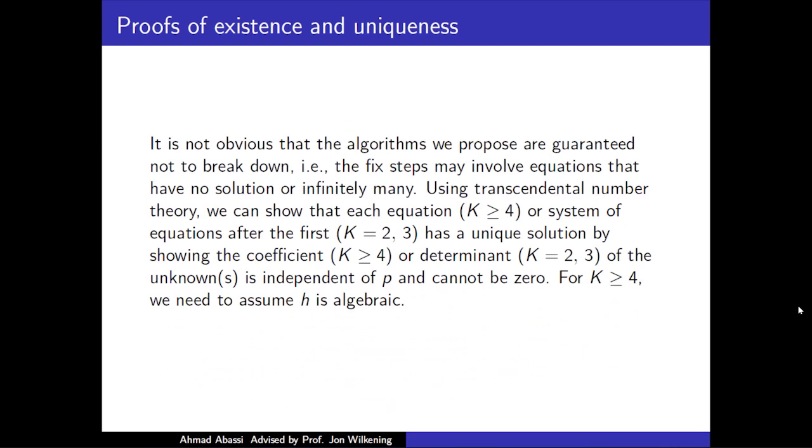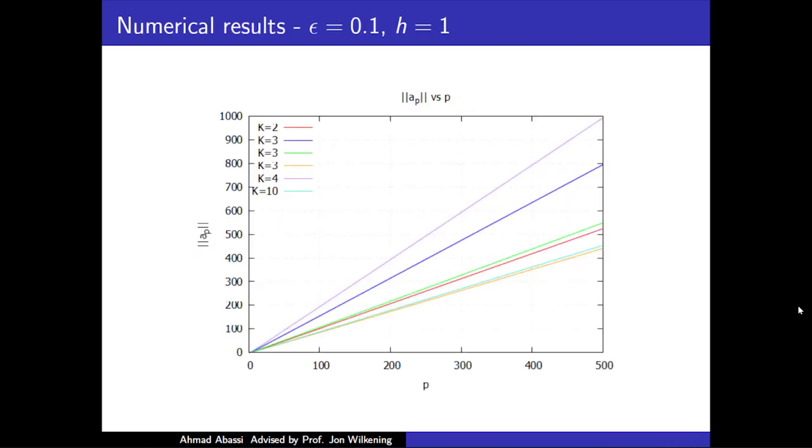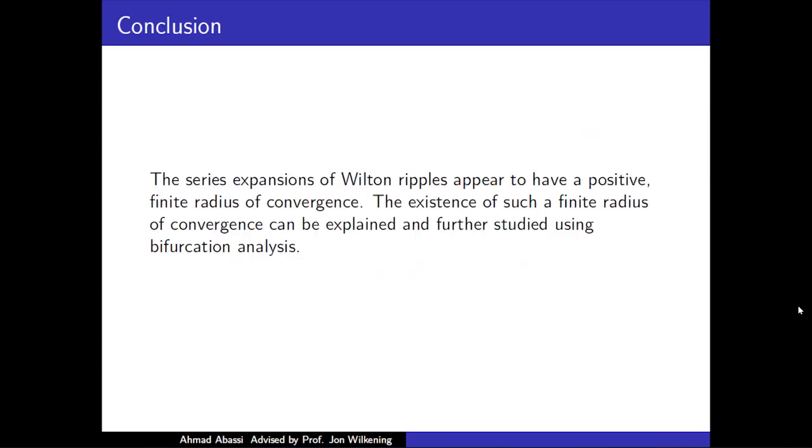As for existence and uniqueness, we show this by formally proving using a computer and transcendental number theory that these algorithms do not break down. These are our numerical results for the growth rates of the Stokes coefficients A_P versus the order P. And as we can see from the graph, the series expansions do indeed have a positive finite radius of convergence, which can be explained and further analyzed using bifurcation analysis.